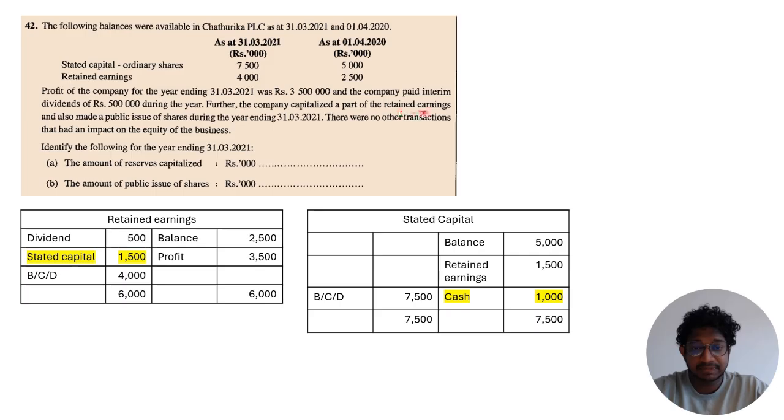Further, the company capitalized a part of retained earnings and also made a public share issue, right? So you have to find out the capitalized part from the retained earnings, because you know the opening and closing balances, you know the profit, you know the dividend payment. So the missing information is the amount that you capitalize from retained earnings to the stated capital. So you capitalize 1,500. So retained earnings debit 1,500, stated capital credit 1,500. Then you can find out the amount that you got from the public issue of shares. So that is 1 million, right?